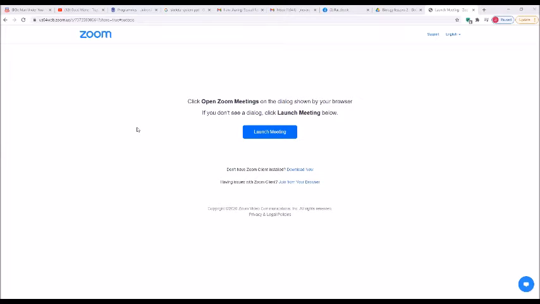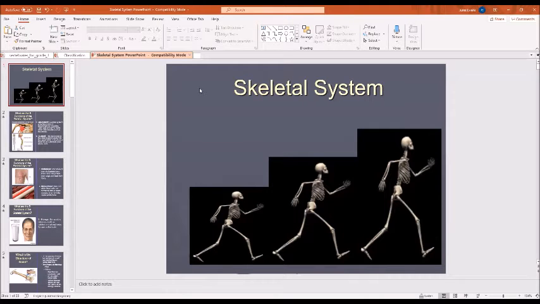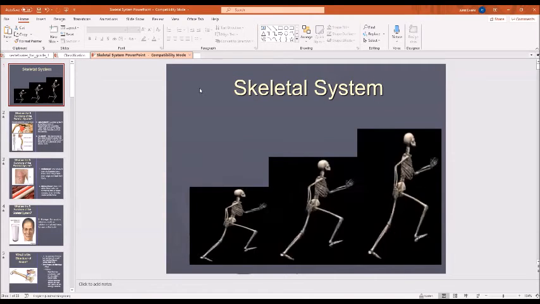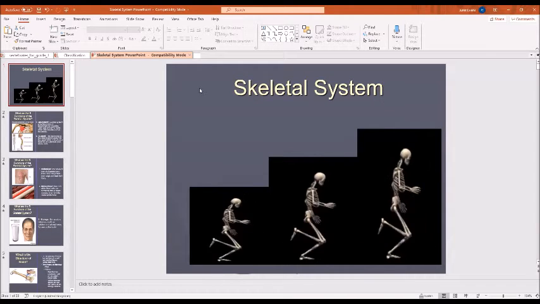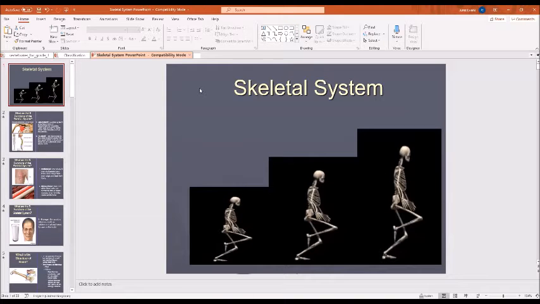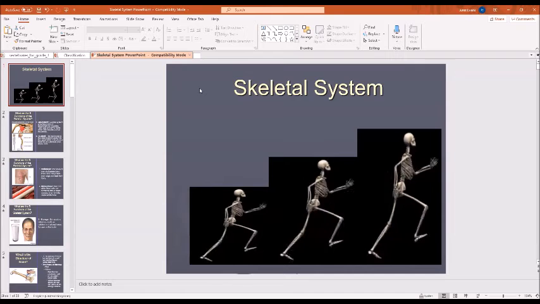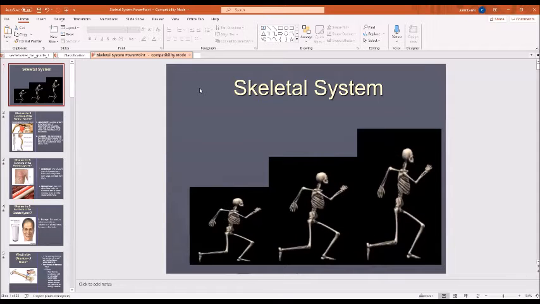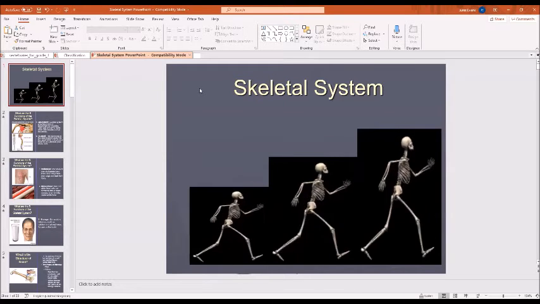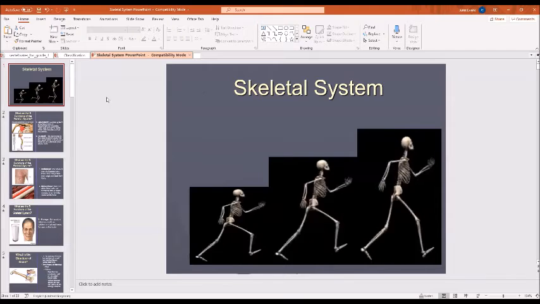In this lesson, we're going to continue on with the skeletal system, and we'll take a closer look at each part, or each bone, of the skeleton. We'll also talk about the three different types of tissues that you find inside the skeletal system, and we'll also talk about the joints that make up the skeletal system.